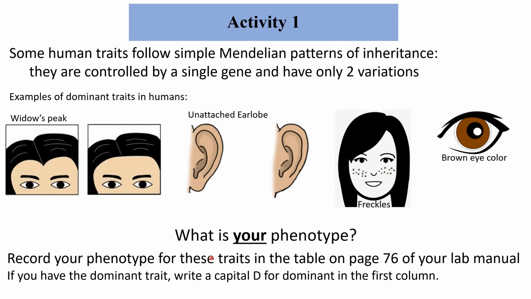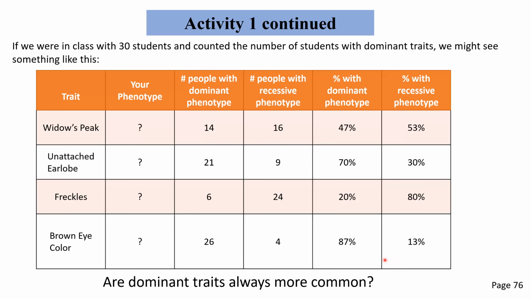And then you record your phenotype for these traits in the table in your lab manual. I believe this is the old page number. I didn't update that. And if you have the dominant trait, write a capital D for dominant in the first column. So you would document your phenotype here. Like I said, I'd be a capital D for unattached earlobe, freckles, and eye color, and I'd be a lowercase d for widow's peak.